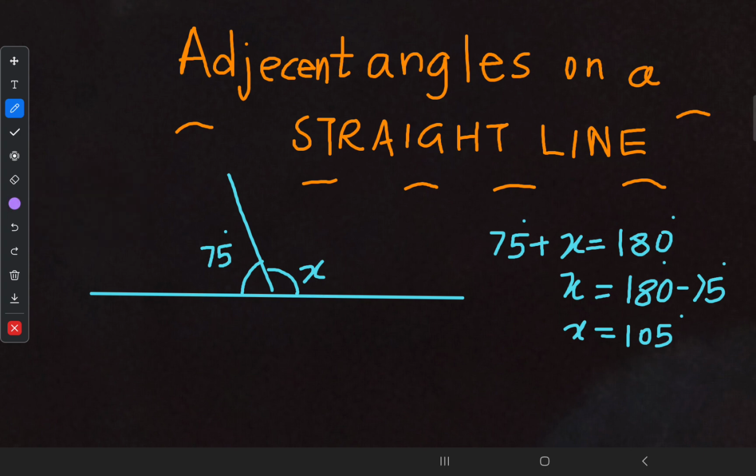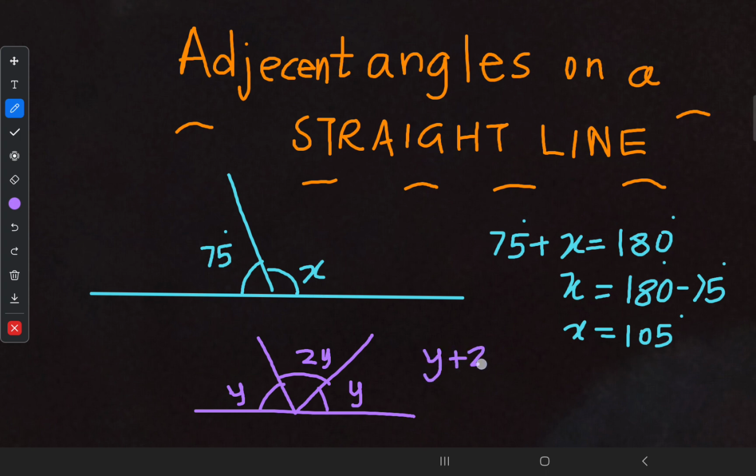For another example, let's take this question. This one is split into four portions. This is y, and this one 2y, and this one another y. The sum of these four, y plus 2y plus another y, would be 180. So y plus 2y plus y will be 4y equals 180.